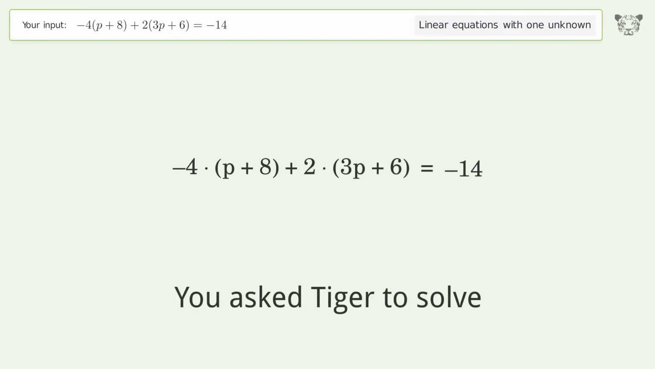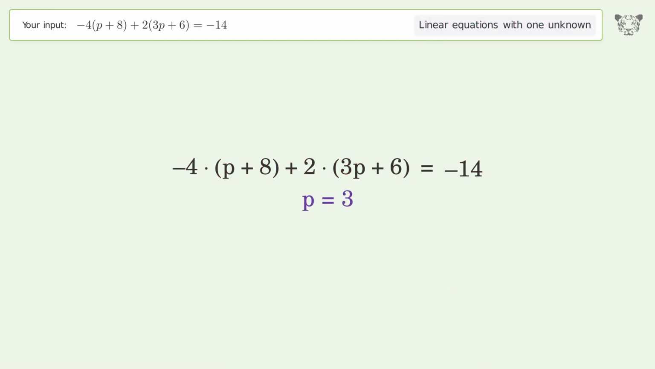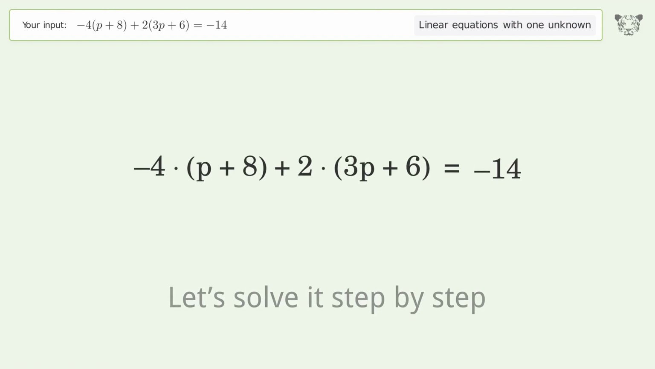You ask Tiger to solve. This deals with linear equations with one unknown. The final result is p=3. Let's solve it step by step.